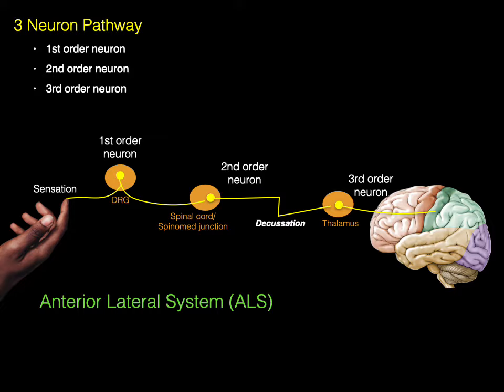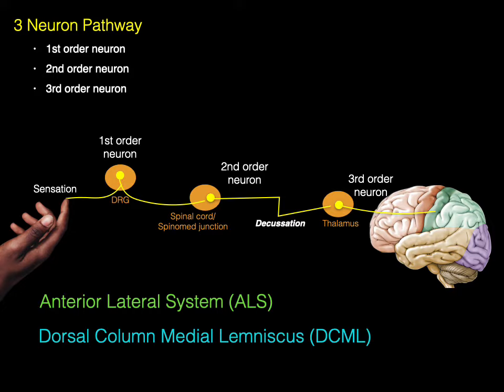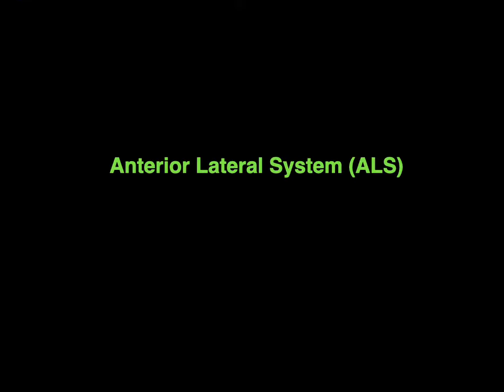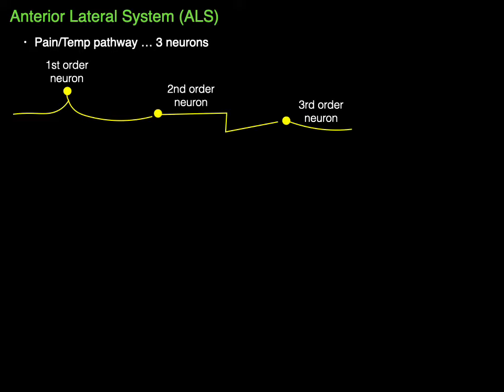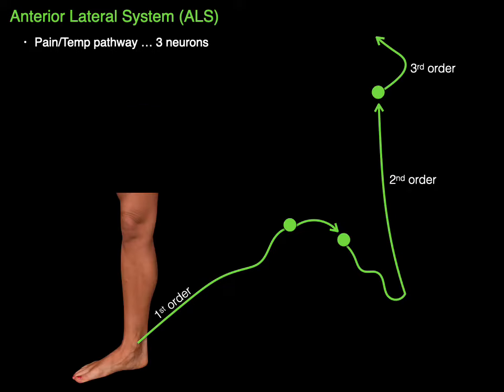Now let's go over the anterior lateral system and dorsal column medial lemniscus individually. So let's first start with the ALS, shall we? Also known as the spinothalamic tract. This is going to be for the pain and temperature pathway, and there's 3 neurons: first order, second order, and third order neurons. But I'm going to draw them this way, okay?